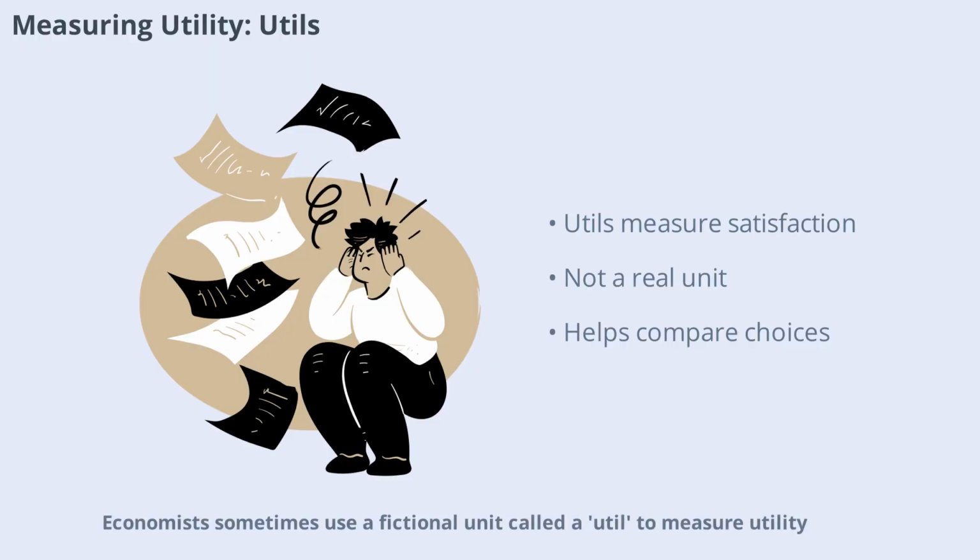Economists sometimes use a fictional unit called a util to measure utility. While utils aren't real, they help illustrate how satisfaction changes with consumption. For example, the first slice of pizza might be worth 10 utils, the second 8, and so on. This makes it easier to compare and analyze choices.